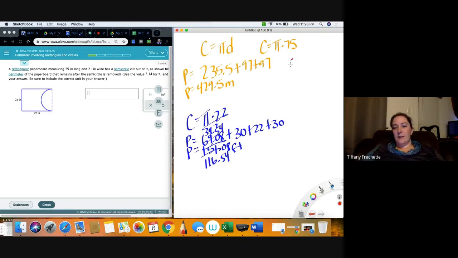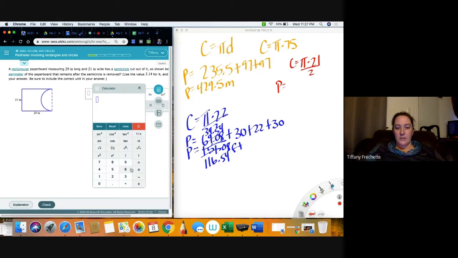So I'm going to say circumference equals pi times diameter. So remember, diameter is the dotted line, which is the same as the other side of the rectangle here, which is 21. And then we want to divide by 2. So that'll be the first number here in our perimeter. So we have 3.14 times 21 divided by 2 equals, so we get 32.97 plus 29 plus 21 plus another 29.